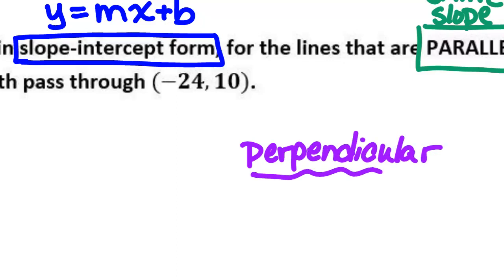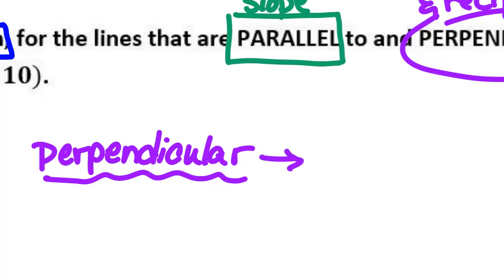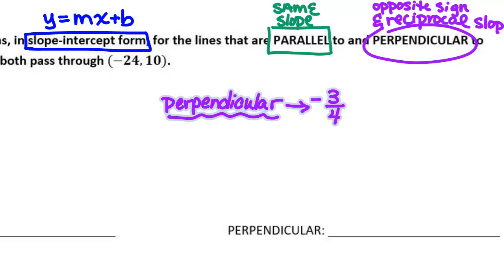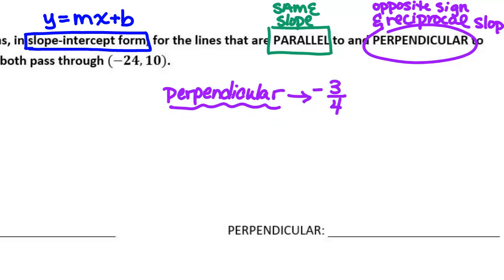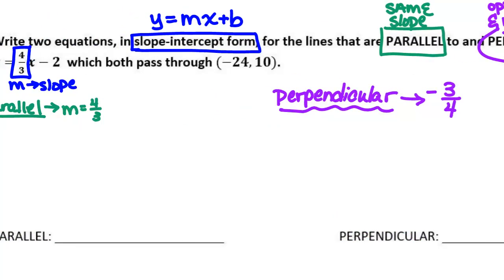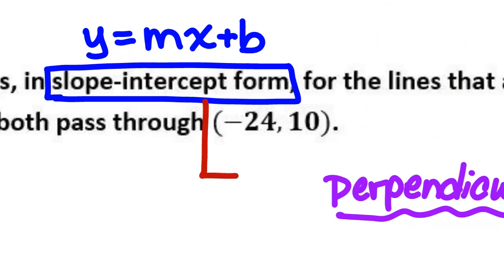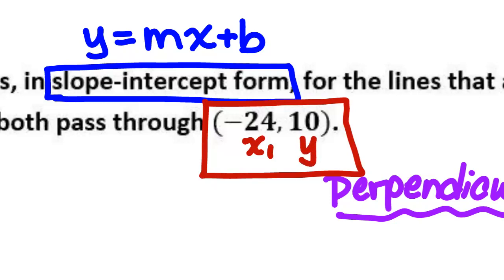For perpendicular, the slope has to be reciprocal, so flip it over, 3/4, and opposite sign, so negative 3/4. We want both of these lines to go through the same point. We want them to go through negative 24/10, so there's my x1 and my y1.